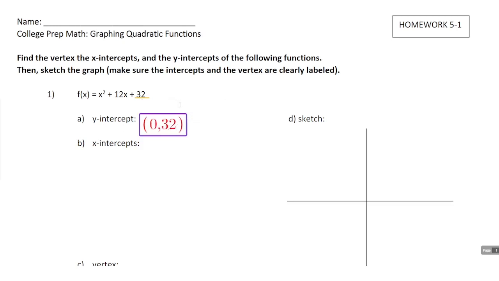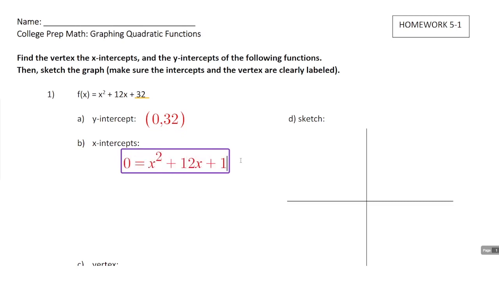My x-intercepts exist when y is 0, so I do have to actually solve for these. I'm going to set my equation equal to 0, and then solve for x. So let's see, is this going to be factorable? We need two numbers that multiply to give me 32 and add up to 12. Oh yeah, that would be 4 and 8.